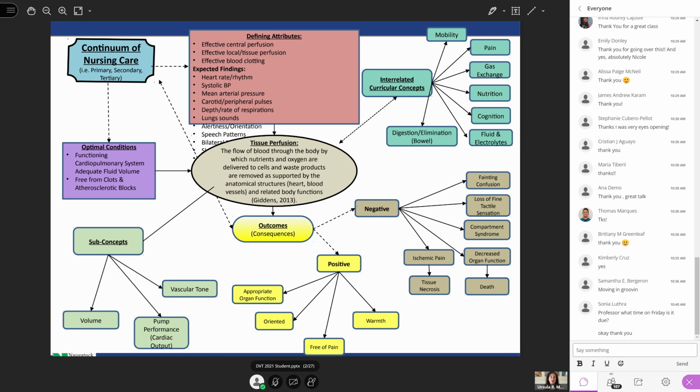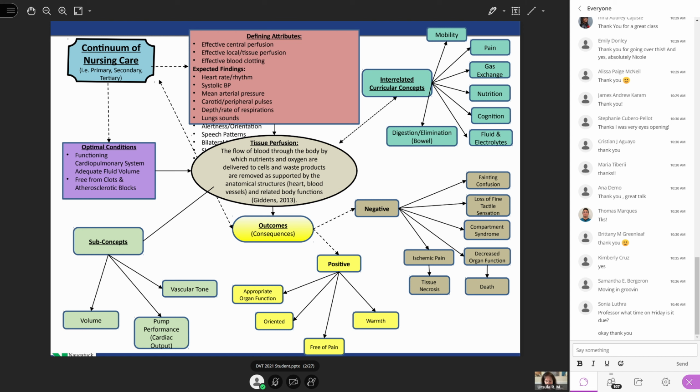Okay, so tissue perfusion is the flow of blood through the body by which nutrients and oxygen are delivered to cells and waste products are removed, as supported by the anatomical structures, the heart, the blood vessels, and related body functions. So tomorrow we are going to talk about peripheral vascular disease.